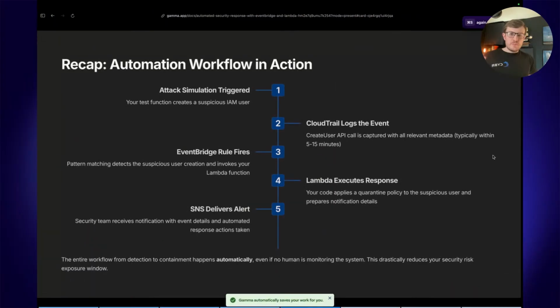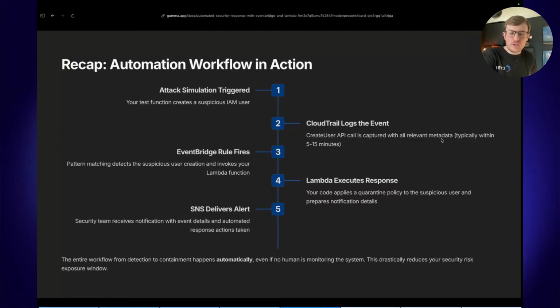So, quick recap here as we start wrapping up. First things first, we triggered our attack simulation. That's what happened when I pulled up Cloud Shell and called that pre-created Lambda function. It created a suspicious and fictitious IAM user for us. When that happened, CloudTrail logged the event, because we have a trail in this account, that captured the create user API call and all the relevant metadata, of course.